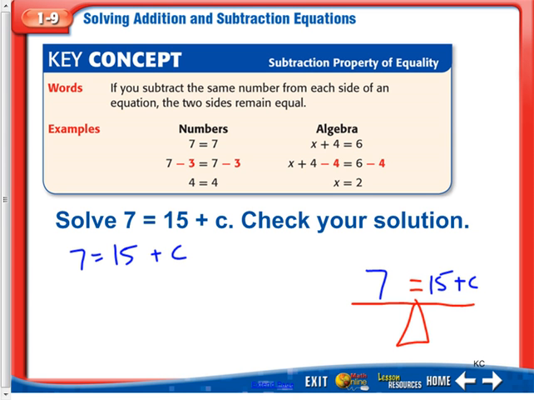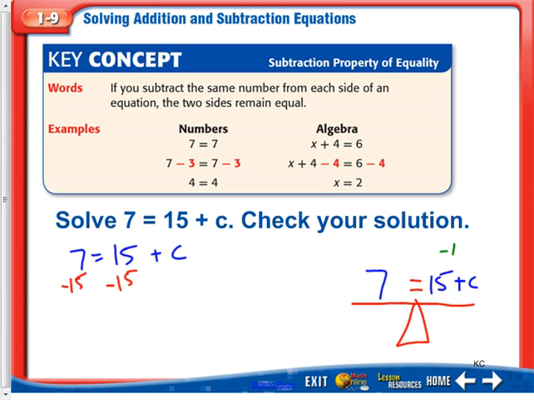So we need to think of what is the inverse operation. Well, this is a positive 15, so in order to get rid of this, we want to turn it into 0. So how do we get rid of 15? We have to subtract 15. Now, whatever you do to one side of the equation, you have to do to the other. So again, think of this like your teeter-totter.